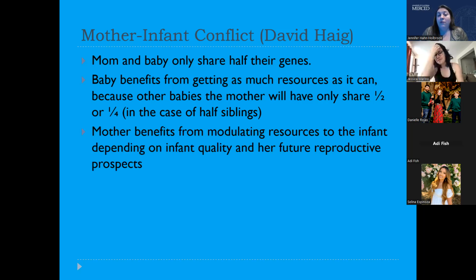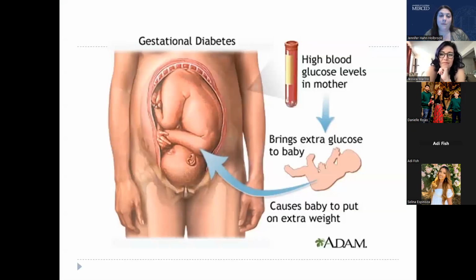Mother benefits from modulating resources to the infant, depending on the infant's quality, meaning how likely the infant is to survive and reproduce and have kids of their own to pass on mom's genes, and also her future reproductive prospects. So if this is mom's last baby, she's going into menopause next year, versus her first baby, when she's 18, that might be a different calculation about how much to invest. Think about mom's resources like a savings account. If you're going to die in two weeks, do you want to spend all your resources? You probably do want to max out your credit cards. But if you've got another 50 years to live, you probably want to save those resources for other decisions. Same thing is true in the math of mom's biology.